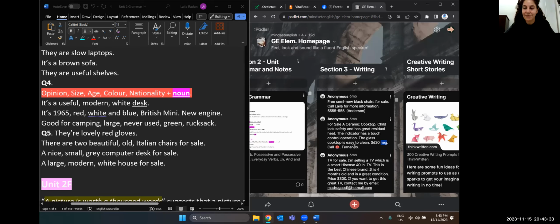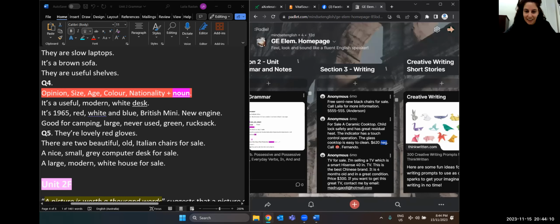Call Fernando. So always put your name, because people want to know who they're writing a message to. Like, hi Fernando, I'm calling about the ceramic cooktop. Is it available? Will you be willing to sell it for $600? Because he said negotiable, I can ask him if he can make the price lower. If he said fixed, don't ask him, because people get upset. They don't want to change the price. So negotiable means they're happy to change the price.